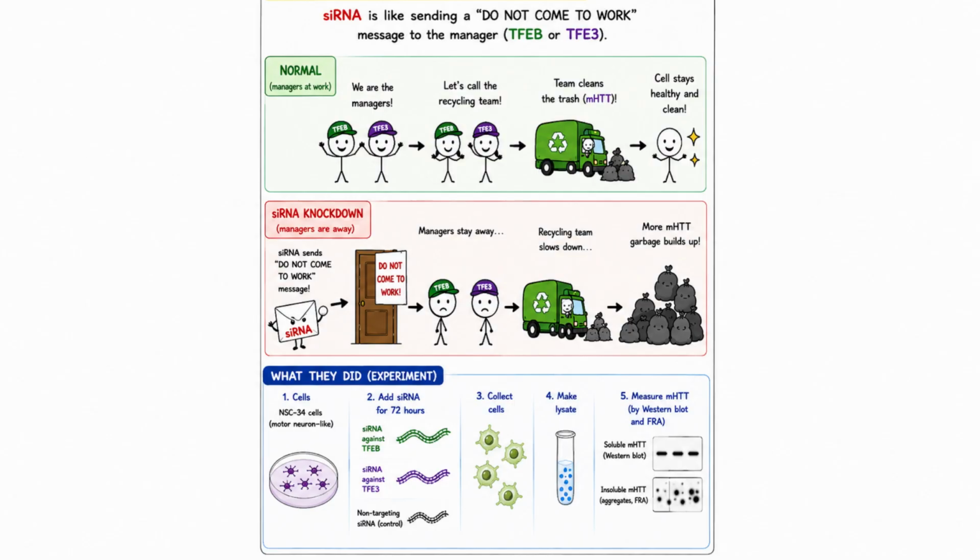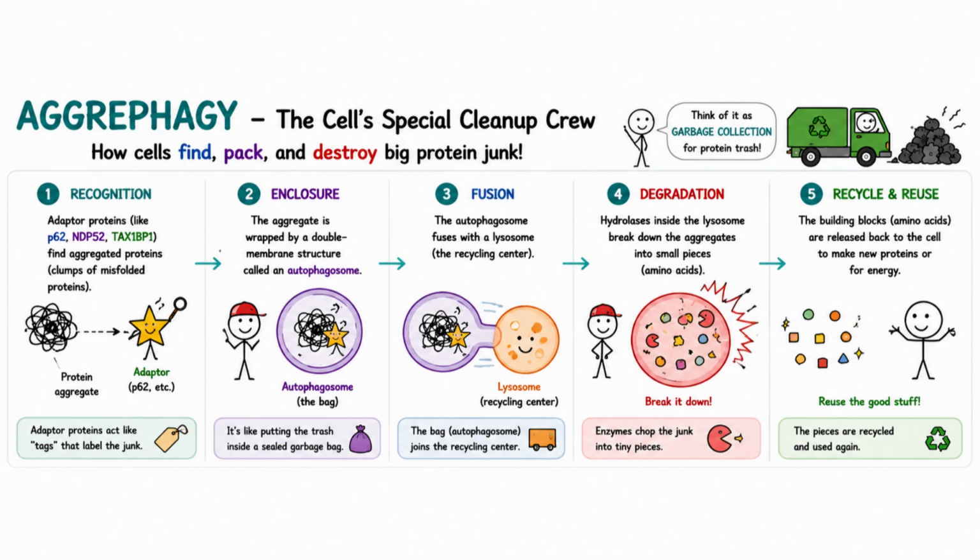So how exactly are they doing this? Well, the paper infers this happens through a process called aggrephagy. It works like this. Special cargo receptors, like a protein named P62, recognize the toxic aggregate. The cell then builds a little bubble around it called an autophagosome. That bubble fuses with a lysosome, and the acidic enzymes digest the aggregate. TFEB and TFE3 write the blueprints to build all these different parts.